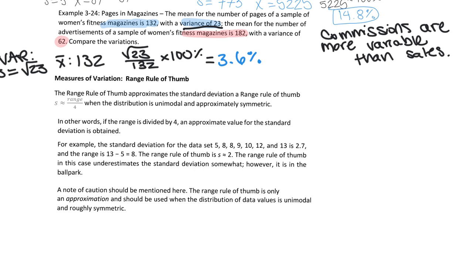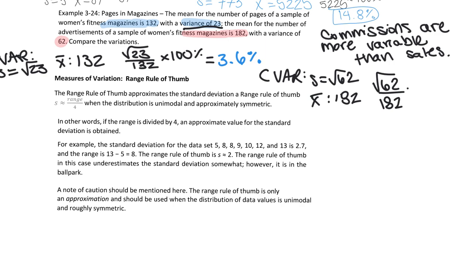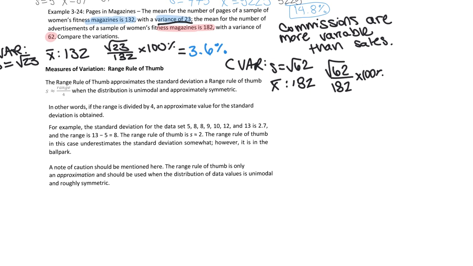So if I want to find the CVAR, I need to convert that into standard deviation. So that would be the square root of 62. And then the average given is 182. And so I'm going to have the square root of 62 over 182 times 100%, which gives me, I think some of you have already done this, 4.3%. So this should be 4.3%.